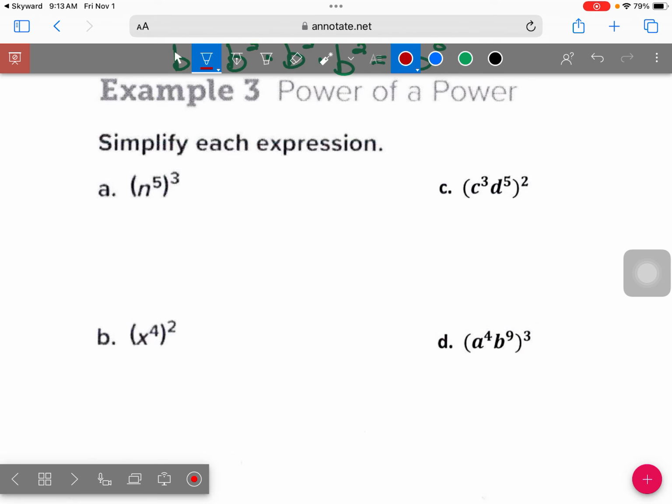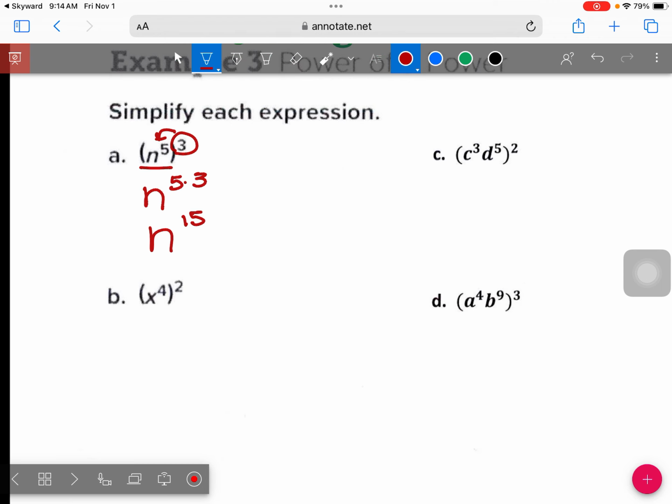So we have n to the 5th, that whole thing raised to the 3rd power. I don't have another power to multiply. So we take this 3 and we multiply it by every exponent on the inside. So this is n to the 5 times 3, which is n to the 15th power. That's it. Okay?